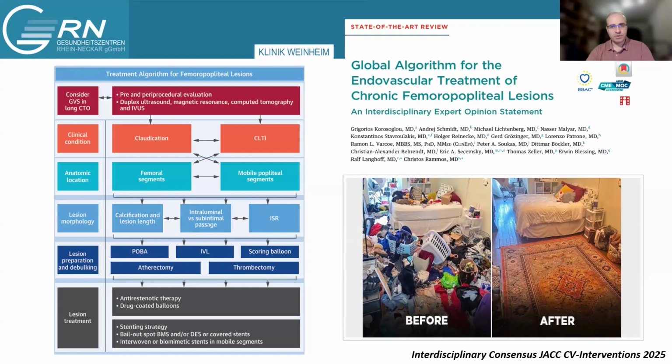Of course, we took a look at patient characteristics, and we differentiated between the treatment of patients with lifestyle-limiting claudication versus CLTI. Important was also the anatomy, the localization of the lesions. Then in terms of lesion-specific characteristics, the lesion calcification and the ability to cross intraluminally or subintimally the lesion. And then we differentiated between the several lesion preparation tools mentioned previously and on the definitive treatment tools.